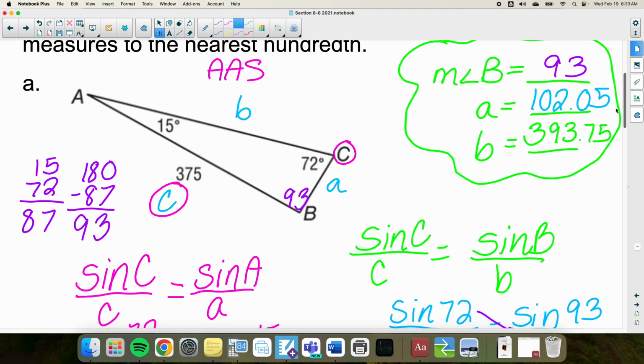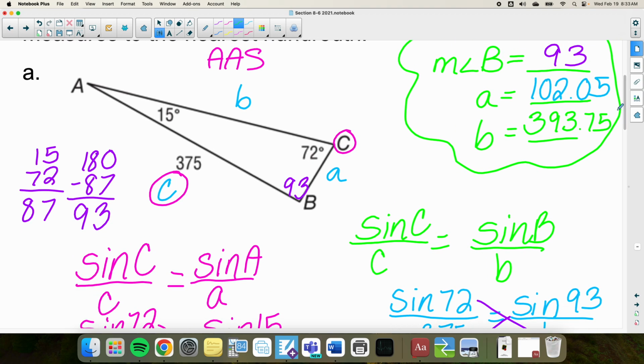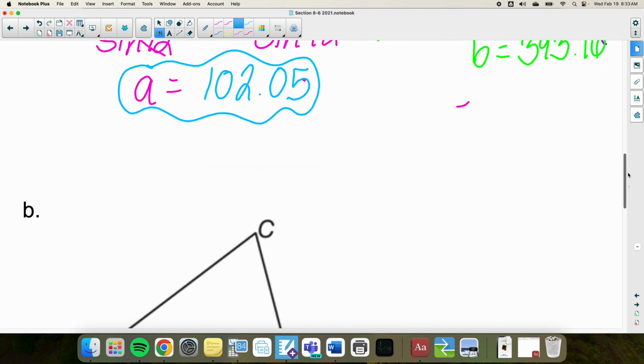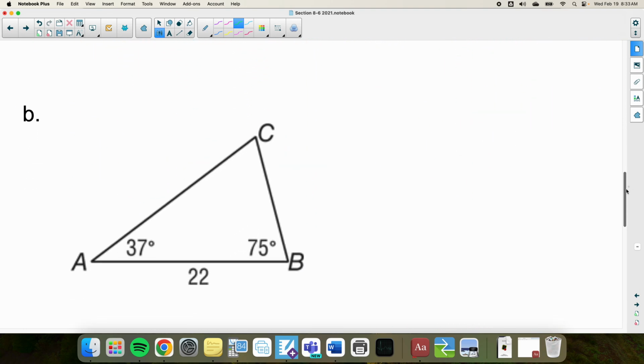Now this next one here is different, and I want to show you why it's different. This one, we know 2 angles in a row and then a side, so it's angle, angle, side. This one down here is actually angle, side, angle. So the side is in between, okay? That's the other case where you can use law of sines.